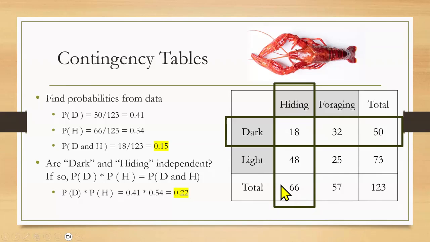All right, so when we want to find the probability of crayfish, when we peeked at it, was it in the dark? That's 50. And how many is it out of? It's out of how many total crayfish there were in the experiment. So the probability of dark, or being in a dark condition, is going to be 50 out of 123. Now this value 123 is our grand total of how many crayfish there are in the experiment.